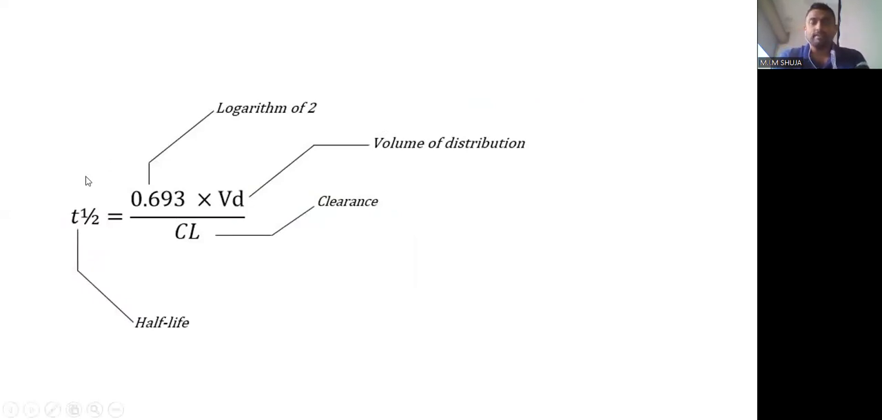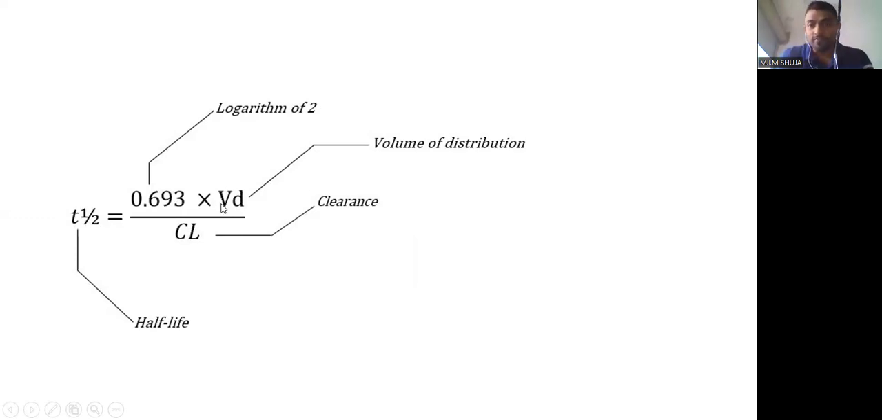Know that T half equals 0.693 times volume of distribution divided by clearance. That is a constant. You can imagine it as 0.7 also. So simple mathematics. If the clearance of a drug is reduced, what will happen? The drug will be retained in the system, so its activity or duration of action is prolonged. So if the clearance of the drug is reduced, T half is increased.